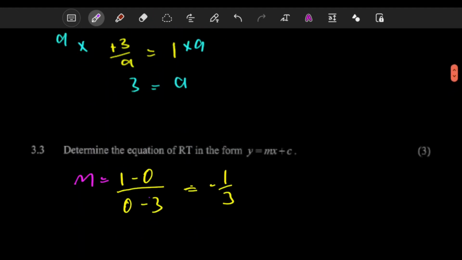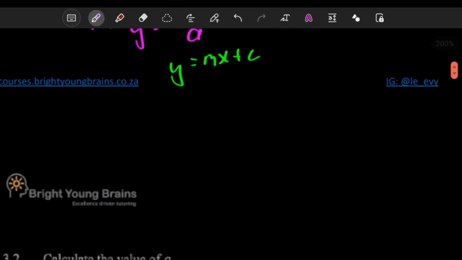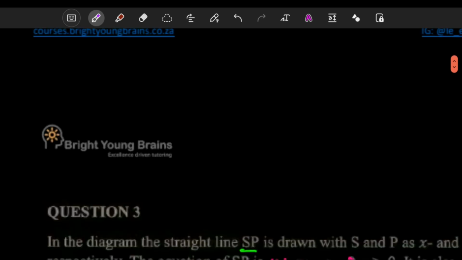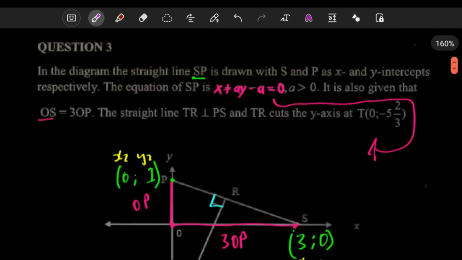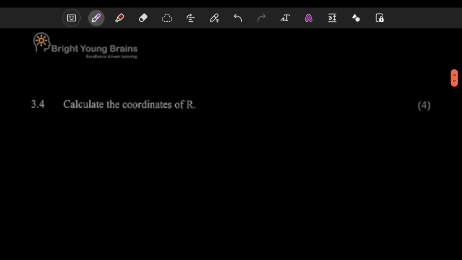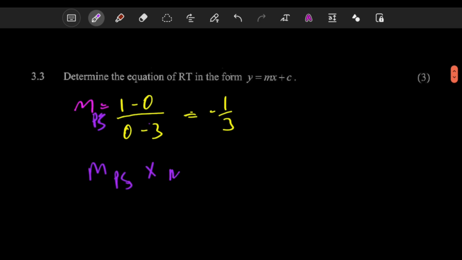But anyway, this is the gradient of PS. It's not what we want actually, but it is there to help us get what we want. So here we know that the gradient of PS, if you multiply it with the gradient of TR, those two should give you what you want. So it's M here, this is TR, this is -1/3.